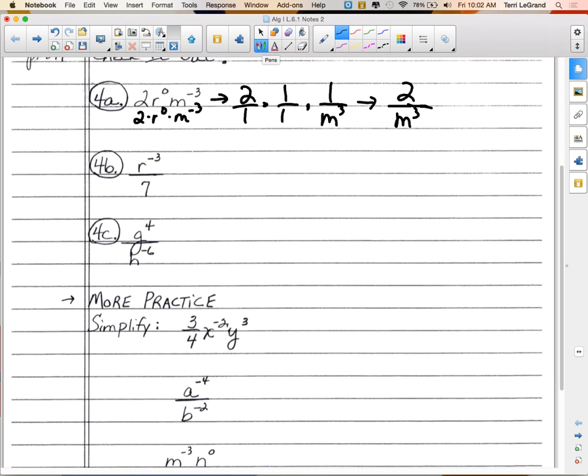Okay. Is it simplified? Can we do anything else? No, we cannot. Are there any 0 powers left? No. Any negative powers left? No. Okay. 2 over m to the third power can't be simplified anymore. There's our final result. We are done with that one.